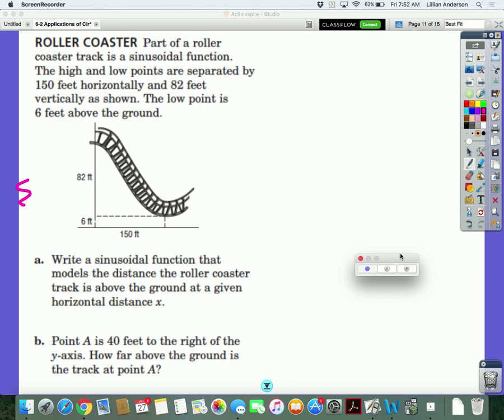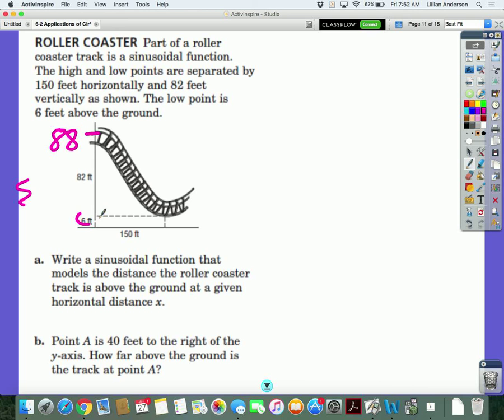Now, hopefully you realize that if the roller coaster is 6 feet off the ground and there are 82 feet between the top and the bottom of the roller coaster, then the height of the roller coaster is actually 88 feet, because you have that additional 82 feet plus 6, which makes a total of 88. So the maximum should have been 88, and your minimum should have been 6. Hopefully you recognize that.